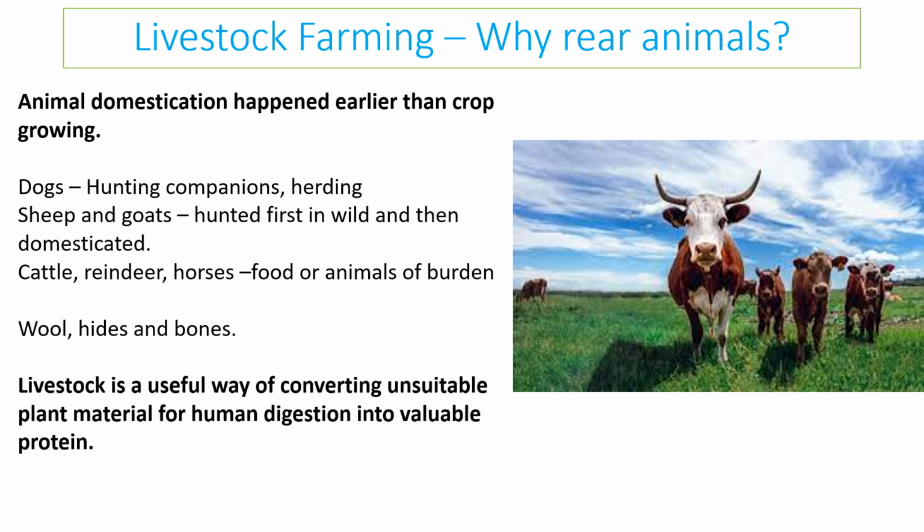Livestock is also a useful way of converting unsuitable plant material to valuable protein as a result of the animals eating it. So, for example, we can't eat grass, but the cows can eat grass, and then we can eat the cow meat.